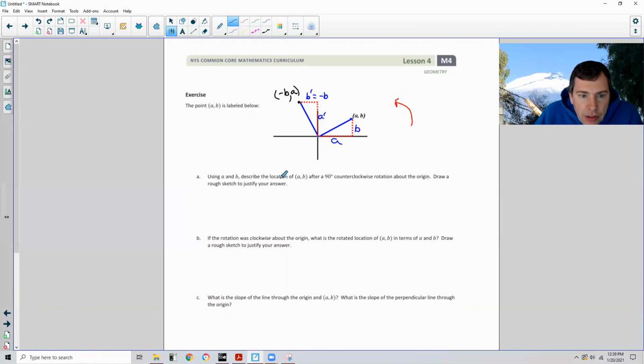So draw a rough sketch and just to justify your answer, describe the location. Well, the location is the point negative B, comma, A. Okay.